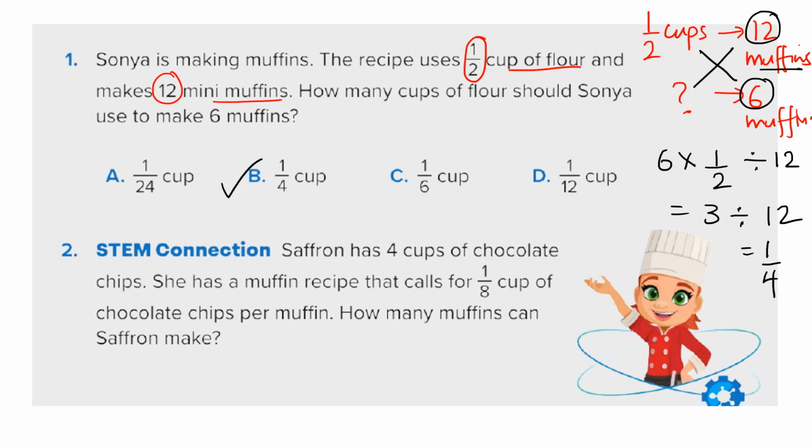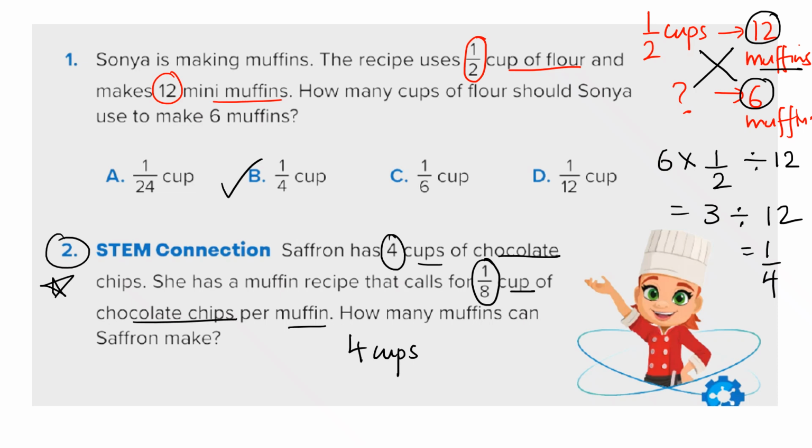Okay. Let's do question 2. Saffron has 4 cups of chocolate. She has a muffin recipe that calls for 1 by 8 cup of chocolate chips per muffin. How many muffins Saffron can make? Again, this is very important question. Okay, so ministry word problem, very important. So let's make equation just like we did for the first question. So 4 cups of chocolate she has, and she wants to make the recipe which has 1 by 8 cup of chocolate chips per muffin.